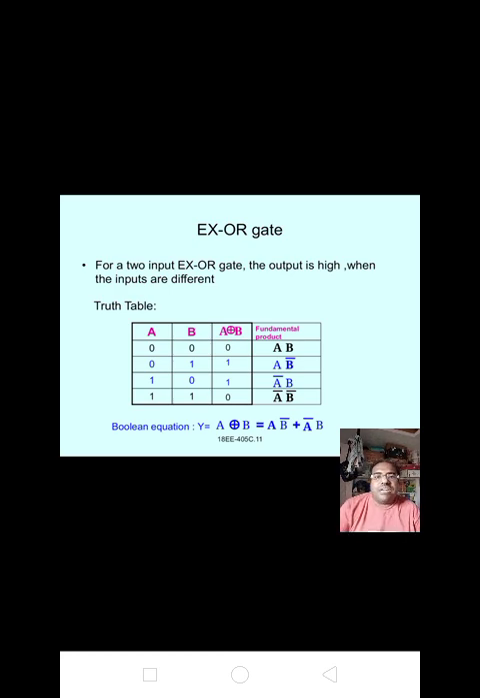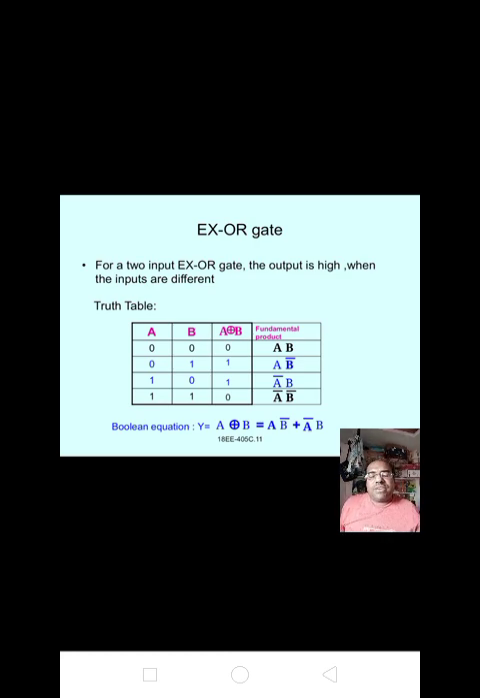Next, XOR gate definition. For a 2-input XOR gate, the output is high when the inputs are different.